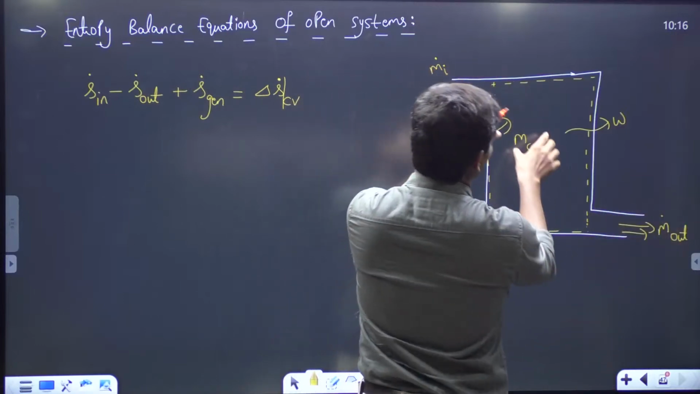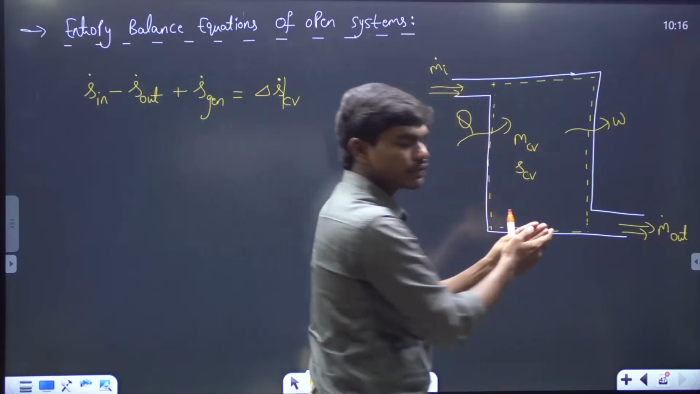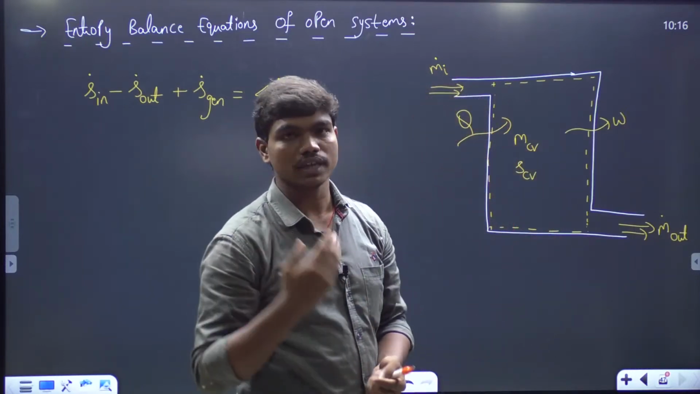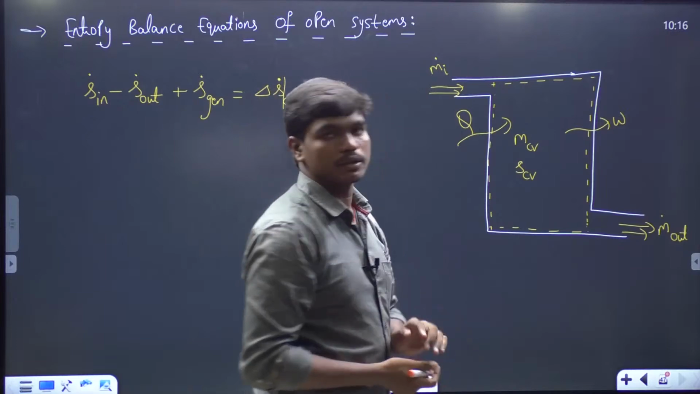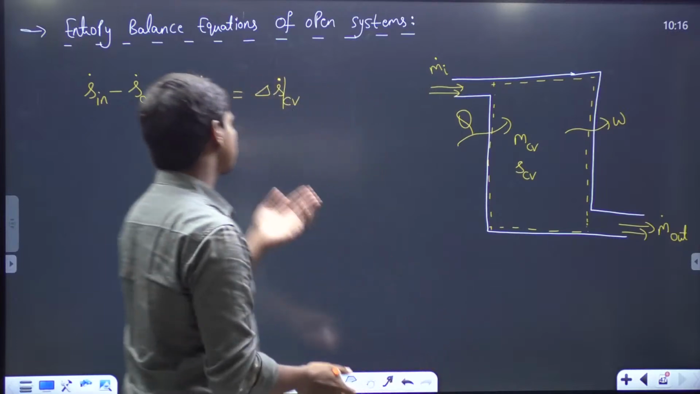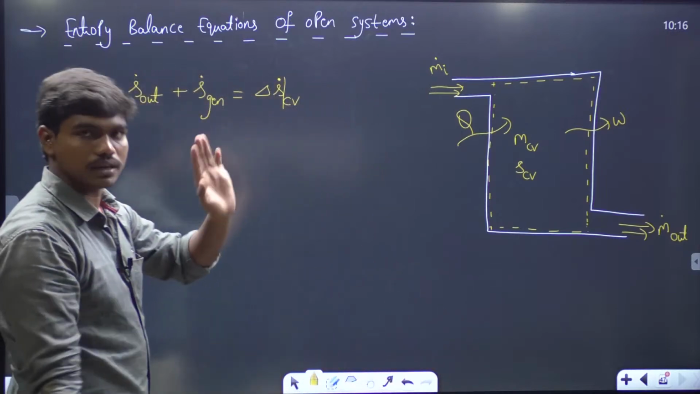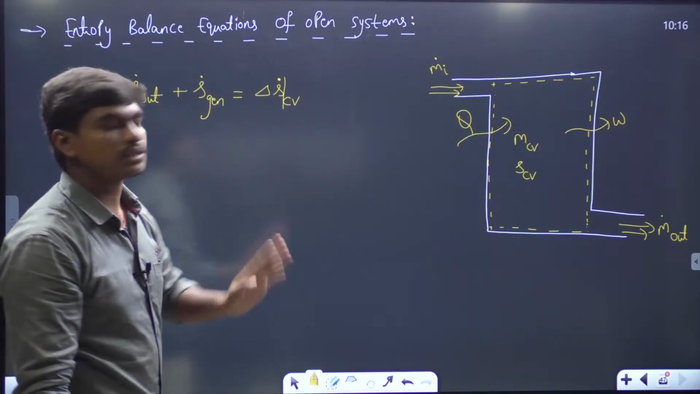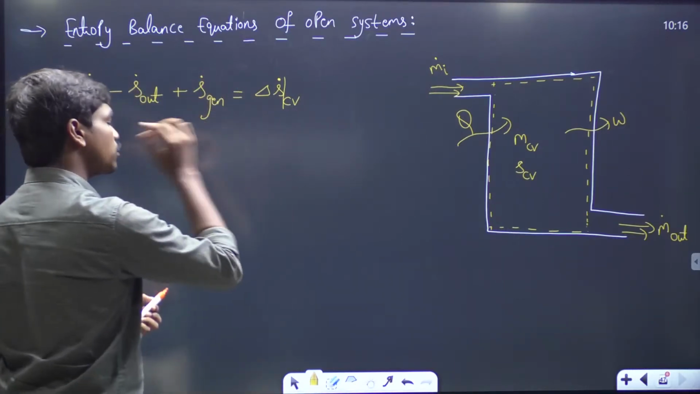And along with this entropy addition, because of the irreversibilities we have seen, there will always be some entropy generation within the system. Correct? If the process is irreversible. Of course, if it's reversible, then this S generation term will go to 0. But let us consider the case where this is not reversible. So what happens? There will be some part of entropy generation.